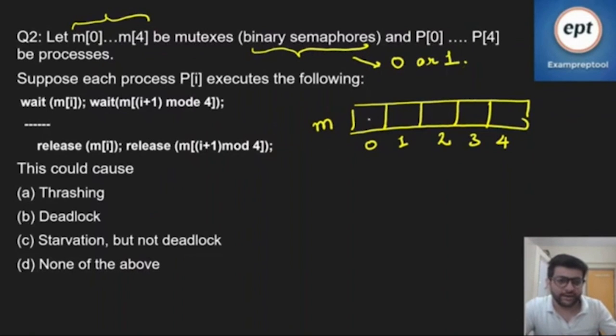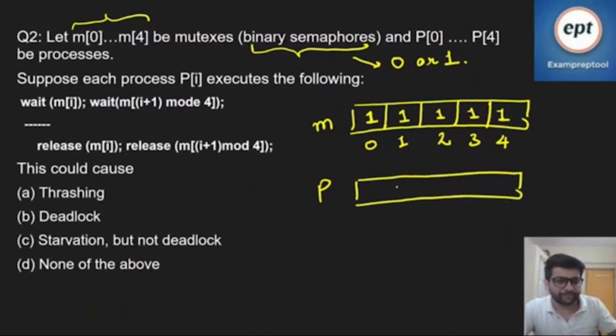Right? So let's assume that initially all the values of these mutexes were 1. That means that the resource that is being locked by this particular mutex is available currently, right? And we also have 5 processes. We have 5 processes from P0 to P4.